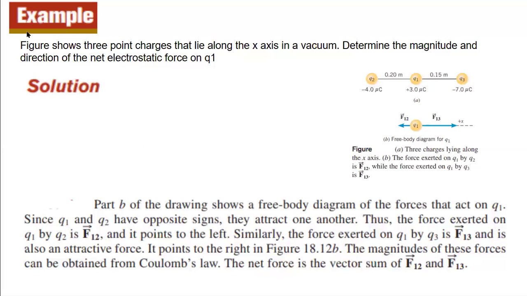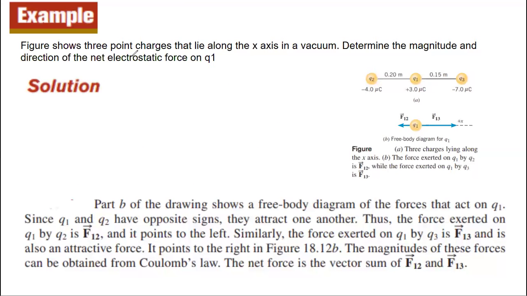The problem says there's a figure that shows 3 point charges that lie along the x-axis in a vacuum. Determine the magnitude and direction of the net electrostatic force on Q1. So the question is, can you find the net electrostatic force acting on the point charge Q1, given that there is a second point charge and a third point charge as well?